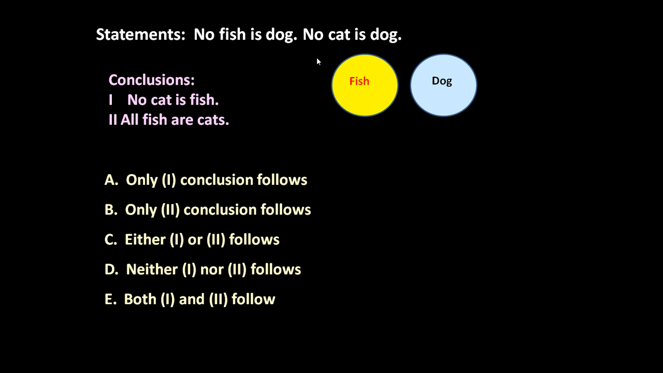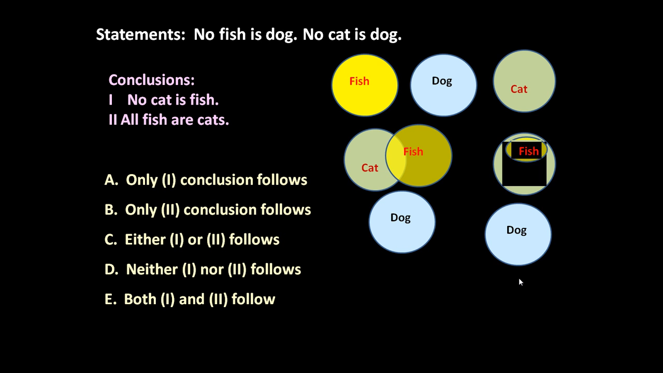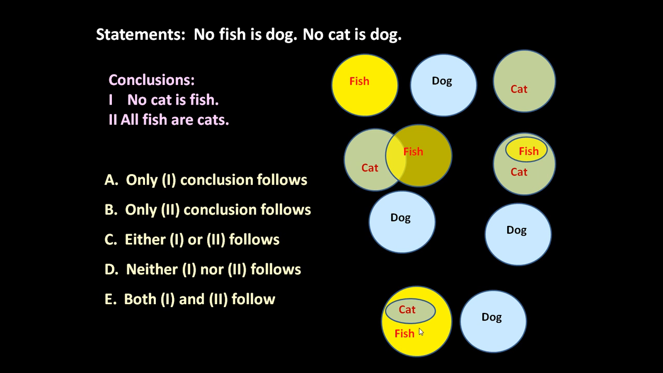No fish is dog, no cat is dog. But these two statements can be represented in another format also. No fish is dog, no cat is dog, but some cats are fish, and that may be possible. A third way is also possible: all fish are cats, but no fish is dog, no cat is dog. A fourth representation is also possible, in which all cats are fish, but no cat is dog, no fish is dog.